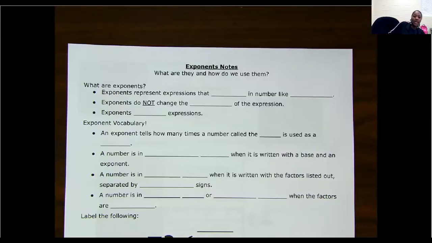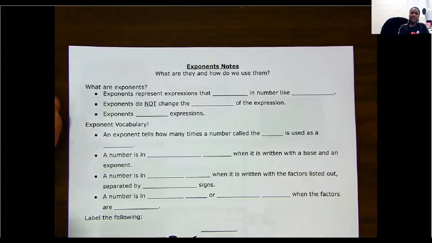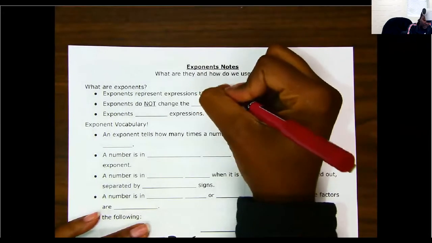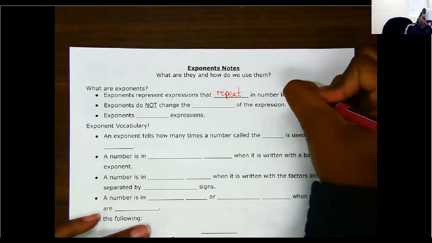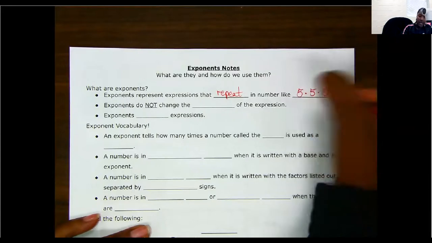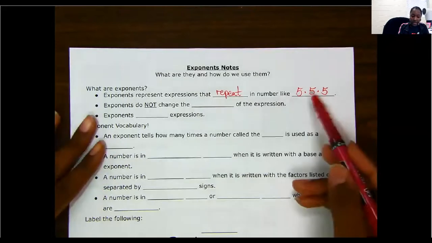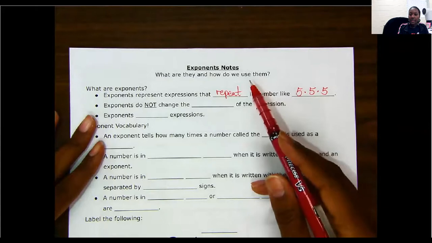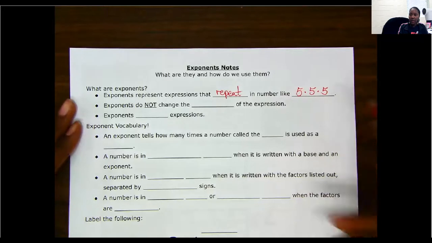All right, exponents, what are they and how do we use them? Exponents represent expressions that repeat, okay? In numbers like, for instance, 5 times 5 times 5, okay? Now you may remember when we were doing prime factorization a couple of days ago, you're separating out those factors and they look like this. Well, exponents, as you're going to see in a second, is going to be a way to shorten this long number sentence. Okay, let's keep going.